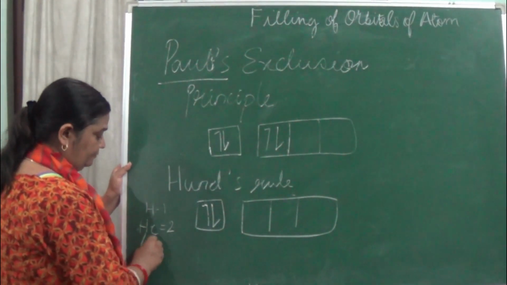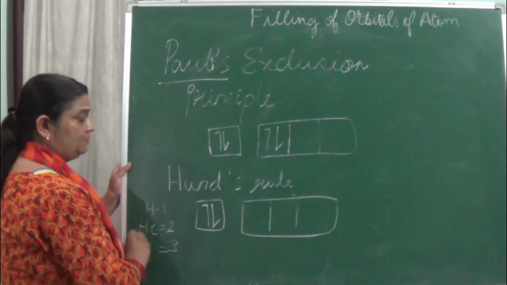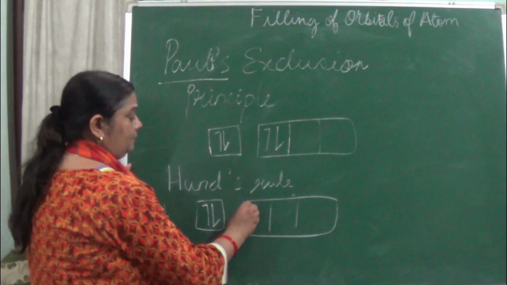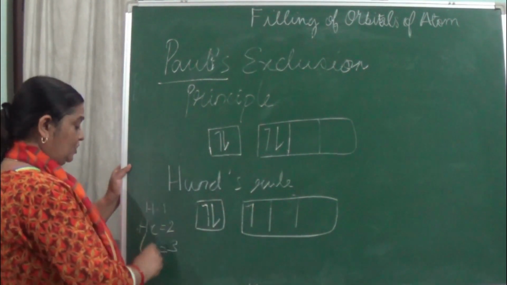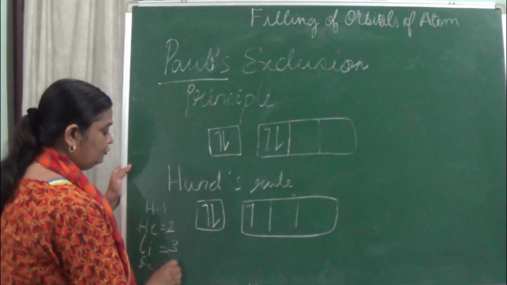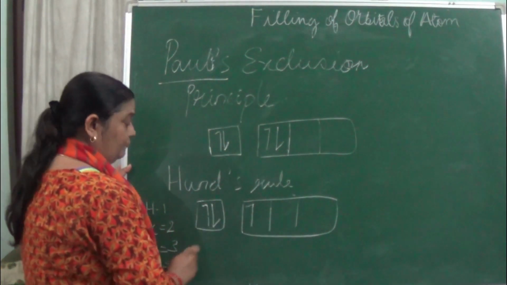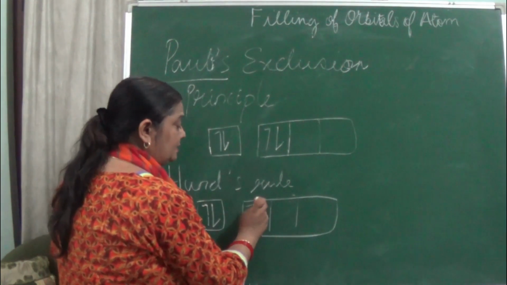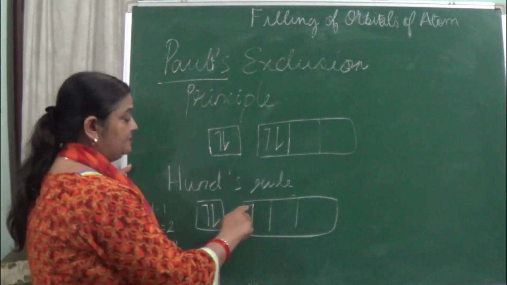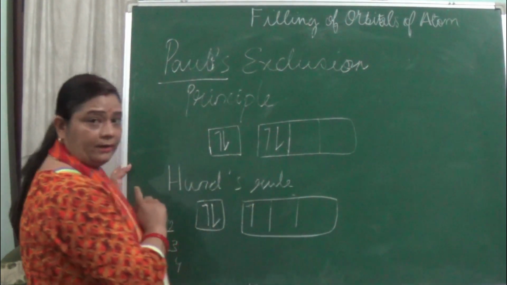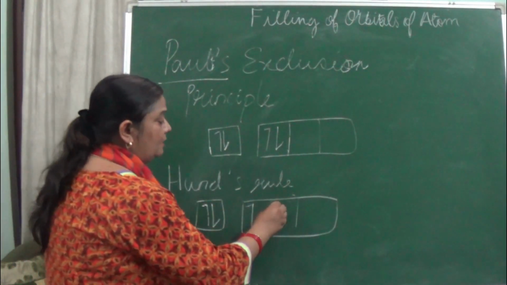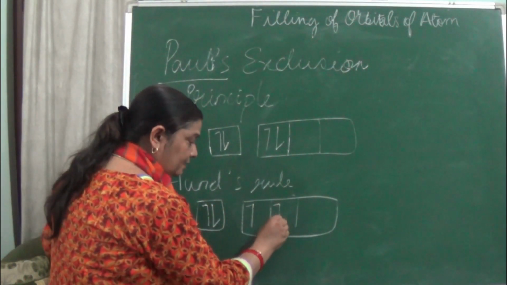Coming to lithium, consisting of 3 electrons, isn't it? Got it? Now beryllium has 4. So what happens? If 4 electrons are present, it will not come here. It will come here.